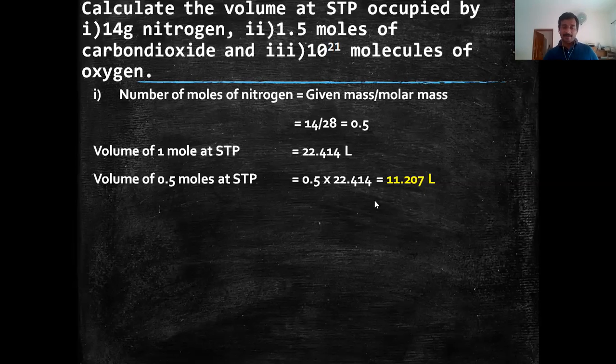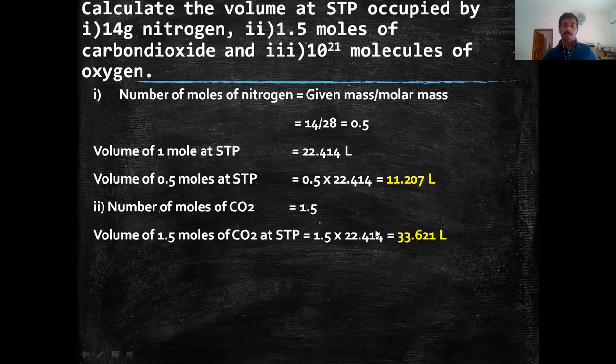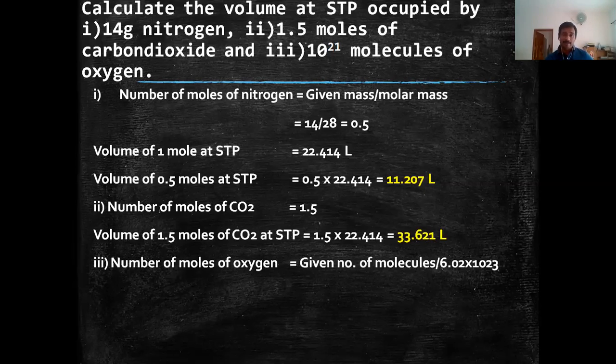Now the second case, 1.5 moles of carbon dioxide. Number of moles directly given, 1.5. So what is the volume? 1.5 into 22.414 liters. That is 33.621 liters. And the third case, number of molecules are given. Then how will you find out the number of moles? Given number of molecules divided by 6.02 into 10 raised to 23. Given number of molecules 10 raised to 21 divided by 6.02 into 10 raised to 23. That is equal to 1.66 into 10 raised to minus 3.